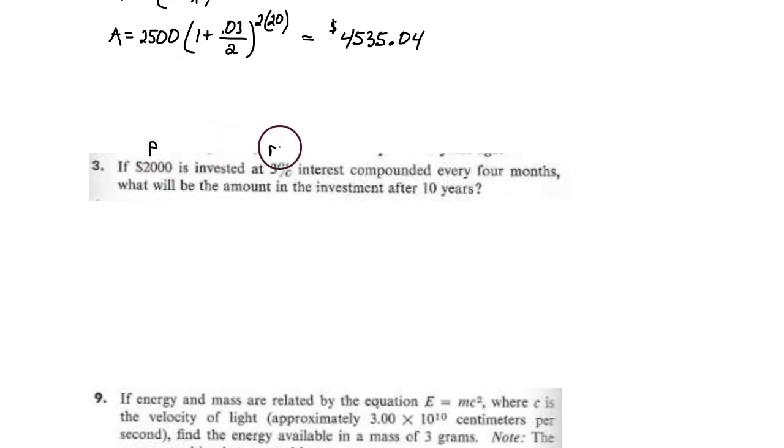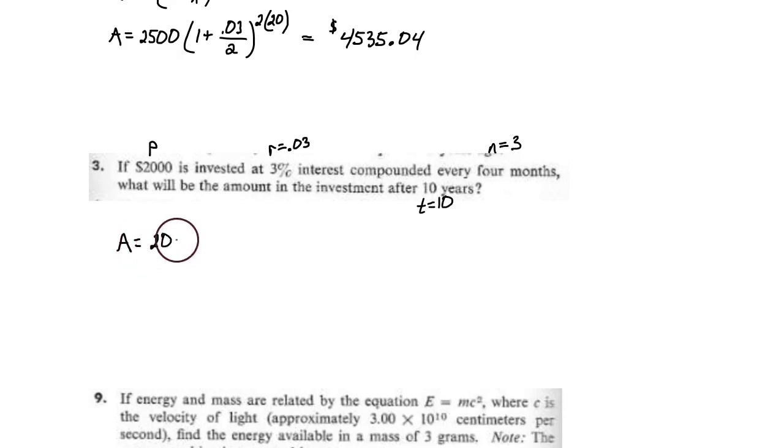3% interest means that R is 0.03. Compounded every 4 months means 3 times per year. So right there you've got to be careful to correctly figure out what it means every 4 months. The letter N is the number of times per year. So N equals 3, not 4. What will be the amount in the investment after 10 years? So that's your T. The letter A is the one we don't know.